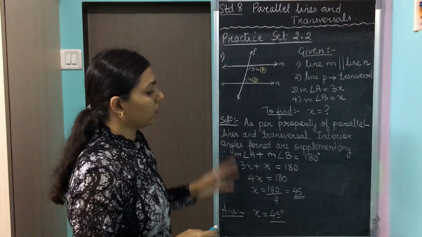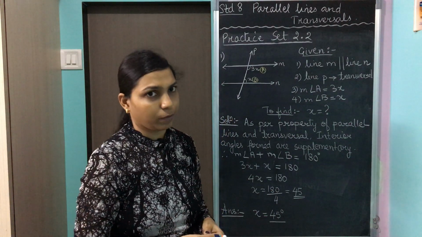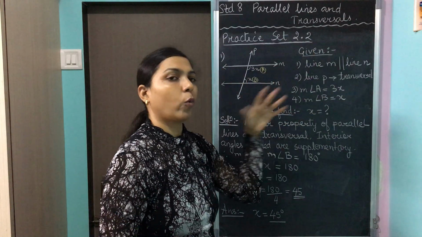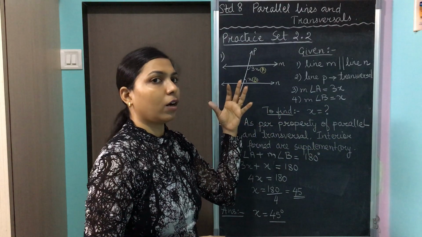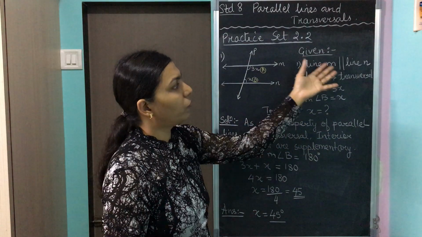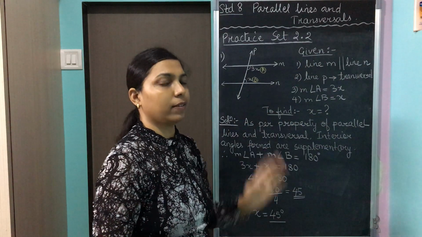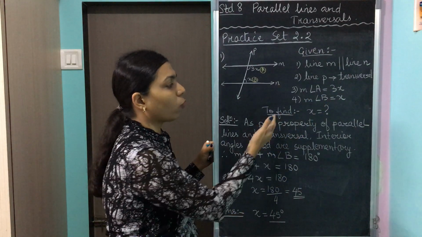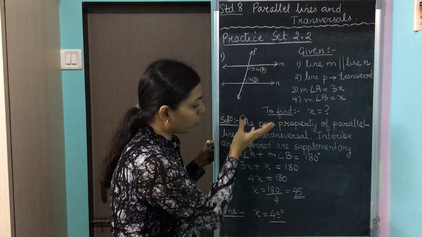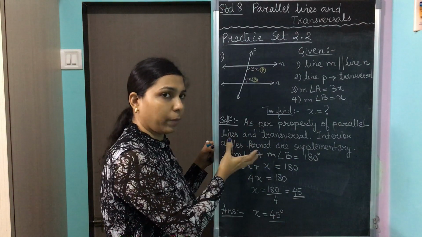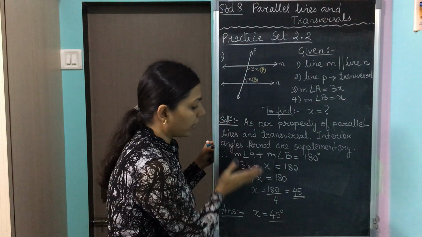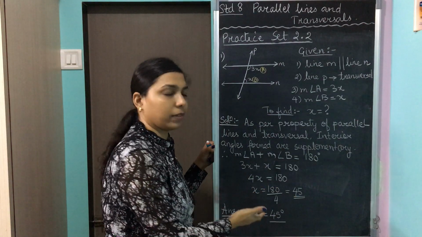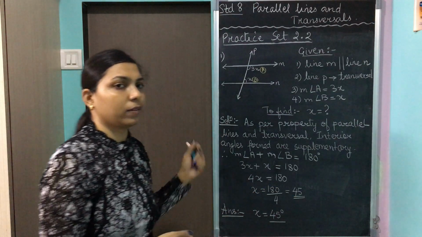Okay, so this is how you are going to solve the sums for this particular practice set. You draw your diagram, you write whatever is given to you: the measurements, which lines are parallel to each other, which line is the transversal, and what you have to find out. After that, you write down the property that you will be using to solve the sum, and then you solve the sum, get your final answer, and write the final answer in this way. Please copy this down.